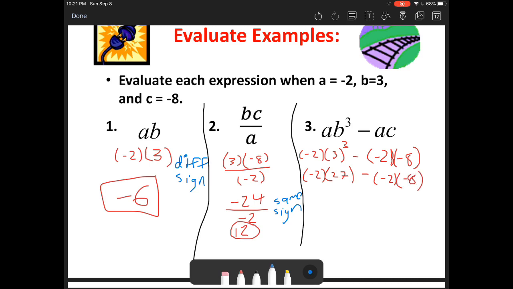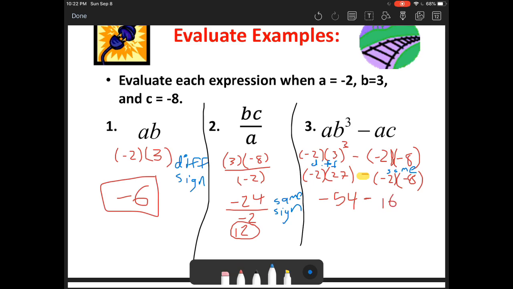And now we have to know different signs, right? We've got different signs over here. So same sign, positive, different sign, negative. On the right-hand side, notice we still have that negative sign, so bring down that negative. It's still right there. Don't forget it. And then on the right-hand side, we've got the same signs, negative 2 and negative 8. That gives us 16. All right, so now we have negative 54 minus 16.